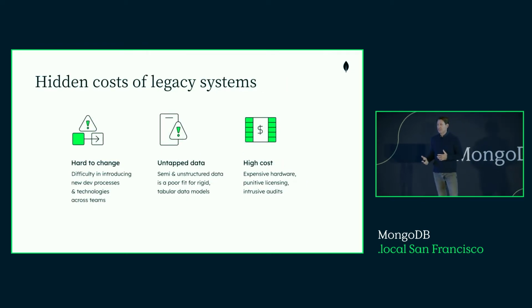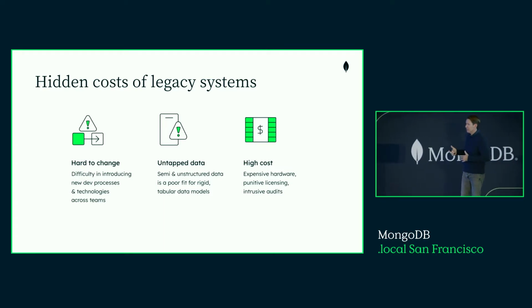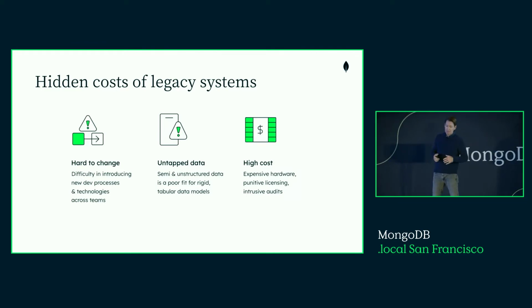Let's first understand the need for Relational Migrator. Why did we build this tool? Well, we know organizationally it's hard to change, adopt new tech, and develop new approaches across teams that are used to working in a certain manner. Plus, today, the data generated by modern applications is semi-structured or unstructured. It's highly variable, and it's changing rapidly. So it's a poor fit for rigid rows and columns.